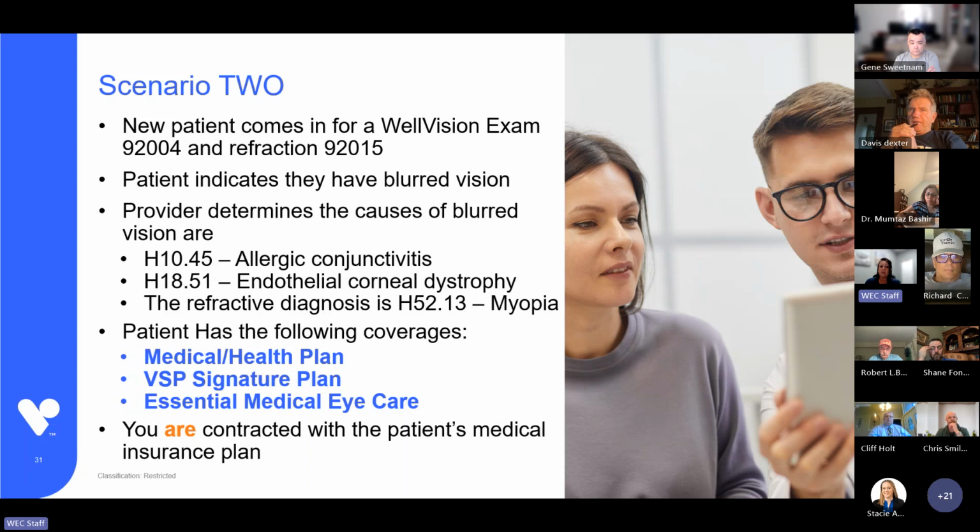Same scenario: a new patient comes in for a regular annual exam. They've got blurred vision, and again, you determine they have allergies and corneal dystrophy and some corneal edema in addition to the myopia. So now this is medical. The patient has Blue Cross Blue Shield, VSP Signature Plan, and Essential Medical Eye Care. So this patient has three vision insurances that you're going to want to know how to coordinate on their behalf, because it's their benefits.